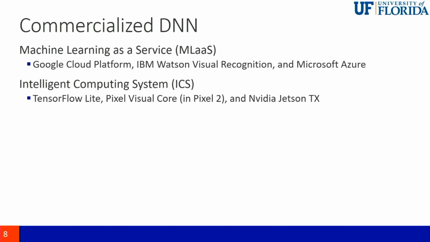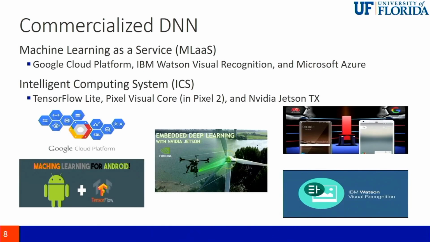Before that, let's take a look at the applications of commercialized deep neural networks. We have mainly two parts in two different markets. One is what we call machine learning as a service, which is mainly deployed on cloud platforms, using a lot of resources. The other is more on cell phones, where we are using TensorFlow Lite. These are all different areas: we use them on the cloud, and we use them on the cell phone.